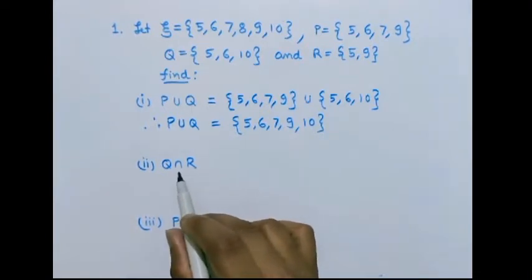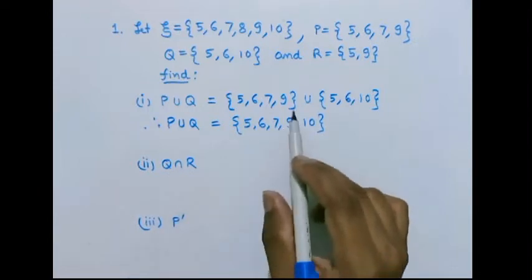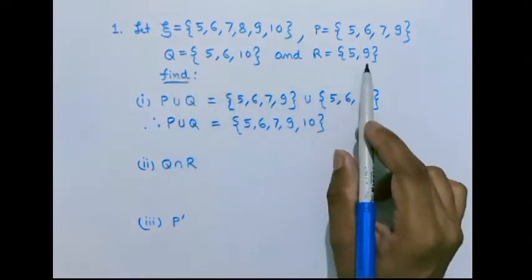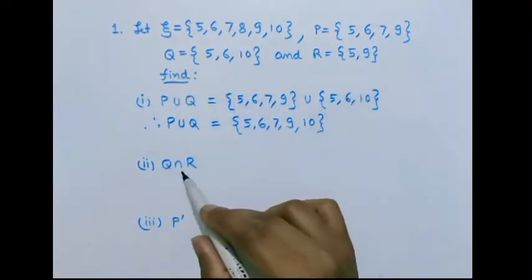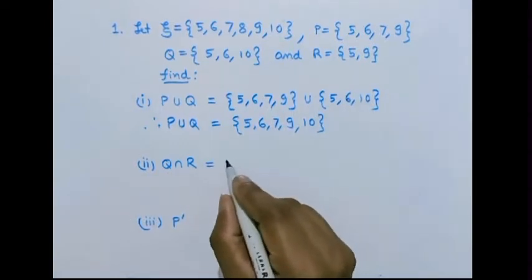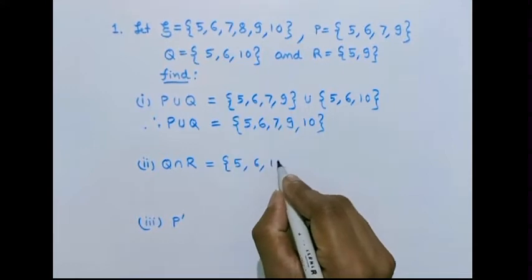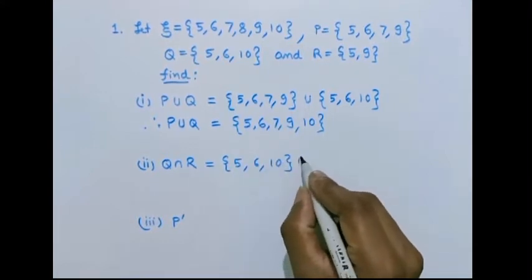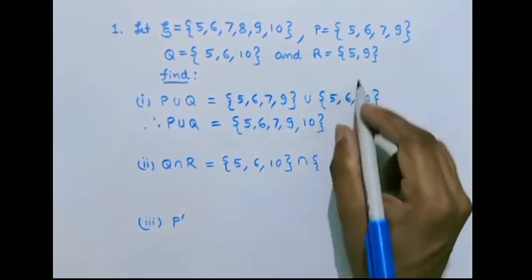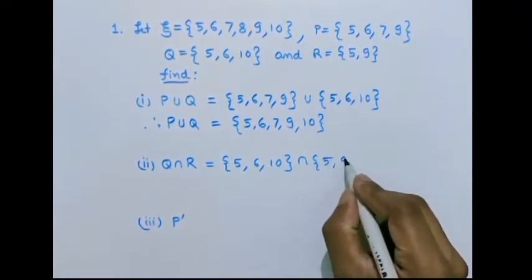Now we have to find the intersection between Q and R. So here we have Q, here we have R. So the elements of Q, let's write them down. So 5, 6, 10, intersection of the elements of R, that is 5, 9.